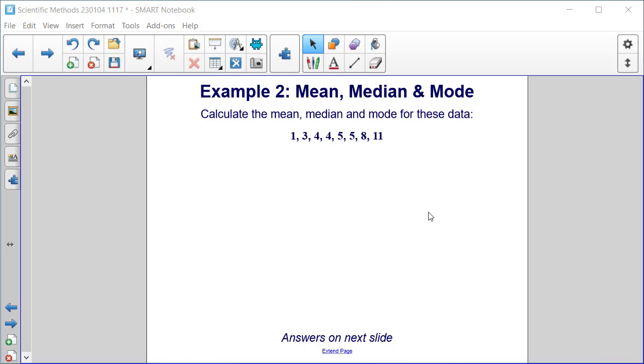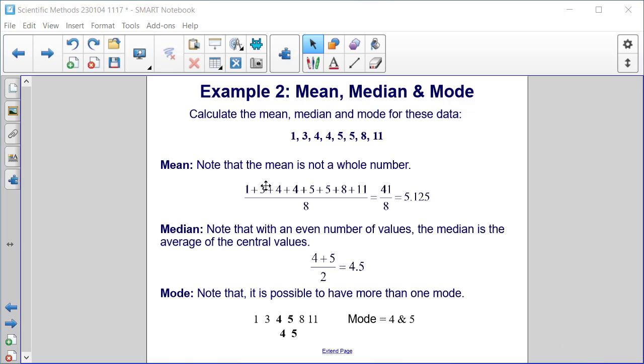Example 2, calculate the mean, median, and mode for these data. So we have a set of numbers, 1, 3, 4, 4, 5, 5, 8, 11. Conveniently, they're in order from smallest to largest value. Let's find the mean, median, and mode. So to find the mean, we have to add up each of the values. 1 plus 3 plus 4 plus 4 plus 5 plus 5 plus 8 plus 11. We get 41. We divide by the total numbers in this set, which is 1, 2, 3, 4, 5, 6, 7, 8. So divide by 8. Get 5.125. Notice this is not a whole number.